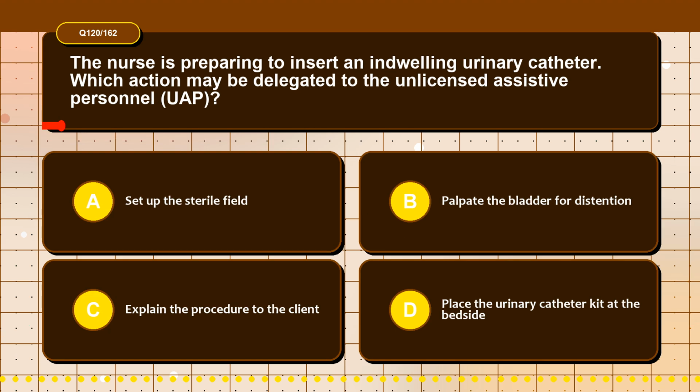Question 120. The nurse is preparing to insert an indwelling urinary catheter. Which action may be delegated to the unlicensed assistive personnel, UAP? Here are the options. Option A, set up the sterile field. Option B, palpate the bladder for distension. Option C, explain the procedure to the client. Option D, place the urinary catheter kit at the bedside.